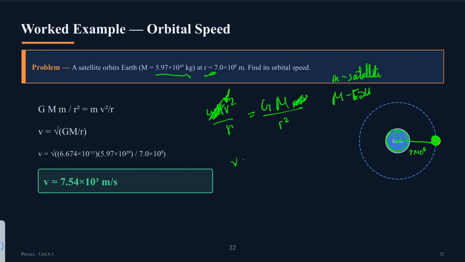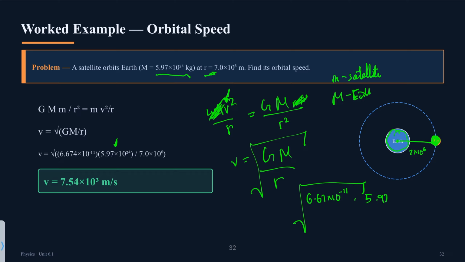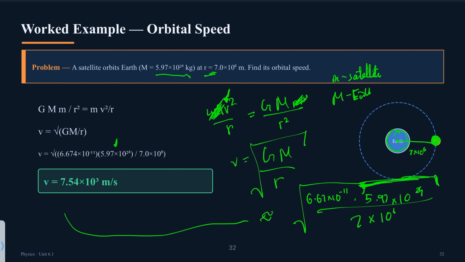So v squared, so v is just the square root of big G, big M over r. So just the square root of 6.67 times 10 to the negative 11, and then big M here, 5.97 times 10 to the 24, all of that divided by 7 times 10 to the 6. That should give you about 7.54 times 10 to the 3 meters per second.